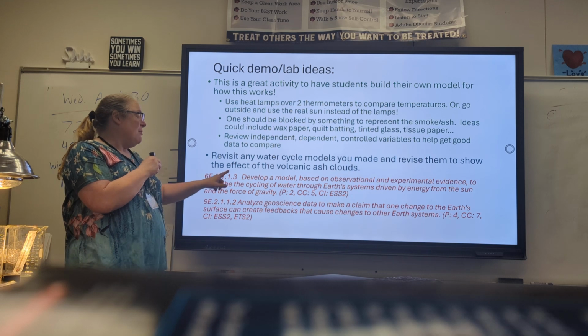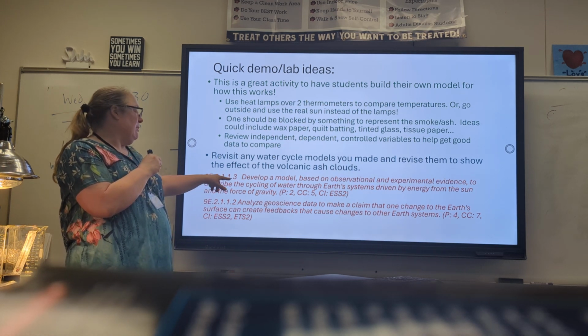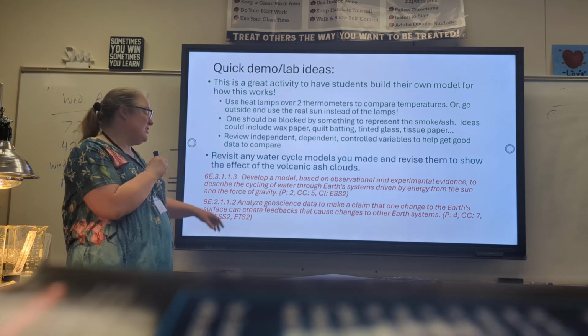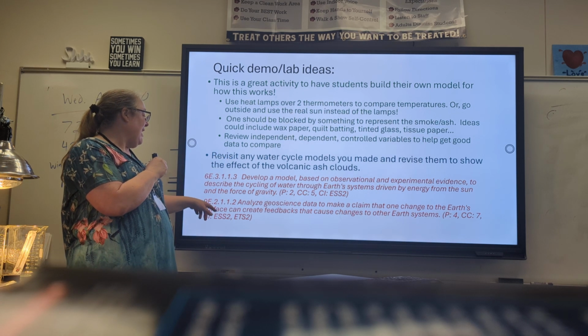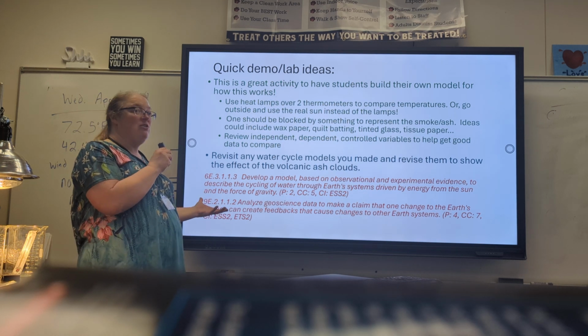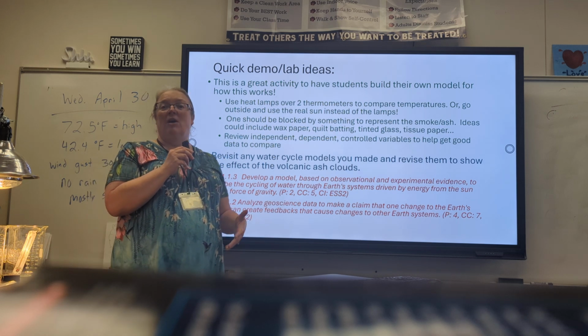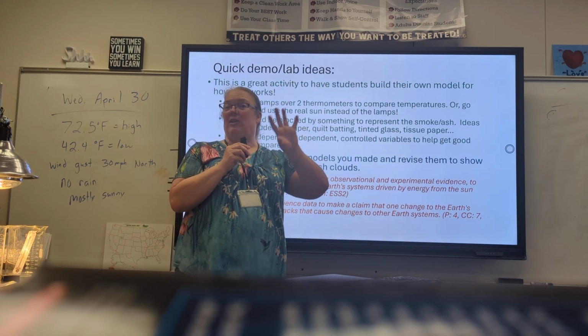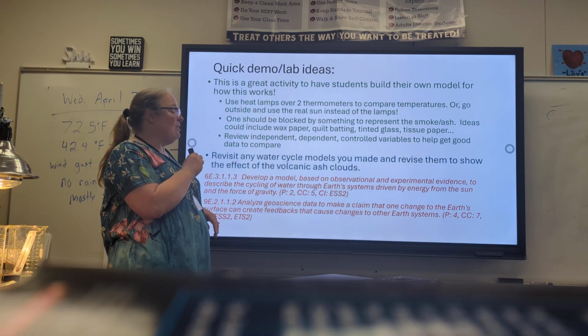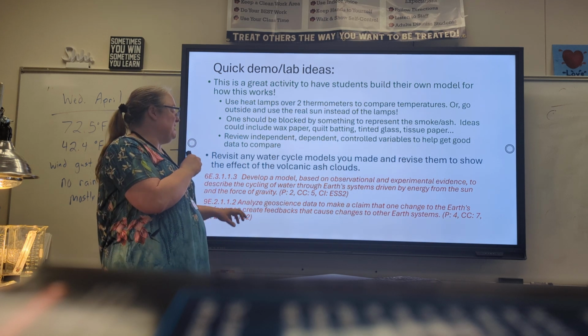Okay, so a couple standards here. The 6th grade, 6-3-1-1-3, making a model, fits in really well there. And then for 9th graders, 9-2-1-1-2, analyzing data to make a claim that one change to the Earth's surface can affect other feedback loops. So definitely the ash cloud affecting different things on planet Earth could be considered one of those feedback loops. And it's a really short, simple, quick thing to hit those standards.